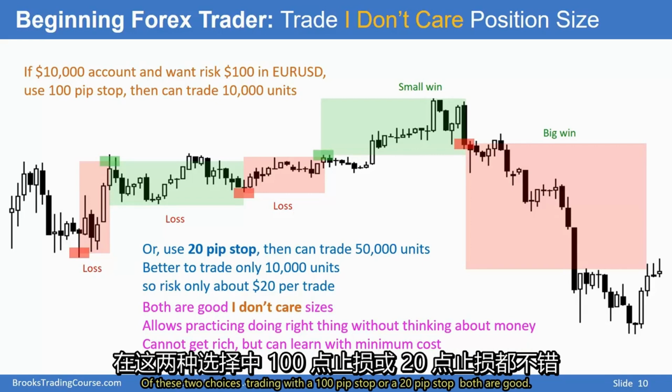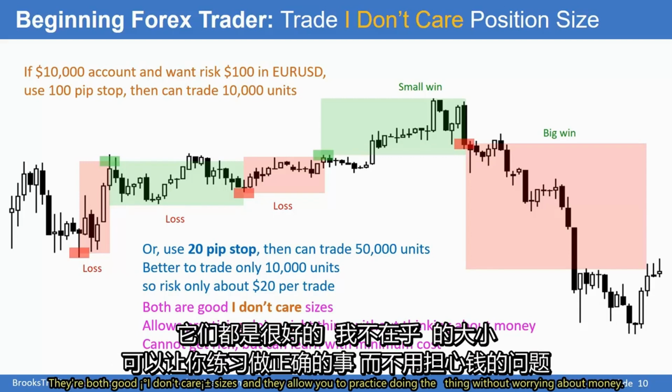Of these two choices, trading with a 100 pip stop or a 20 pip stop, both are good. They're both good I don't care sizes, and they allow you to practice doing the right thing without worrying about money.